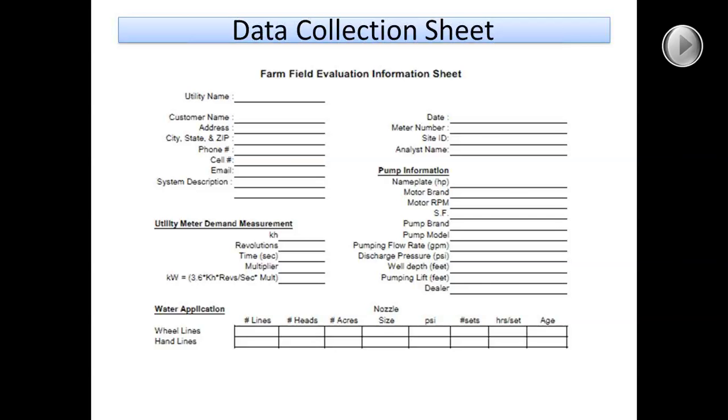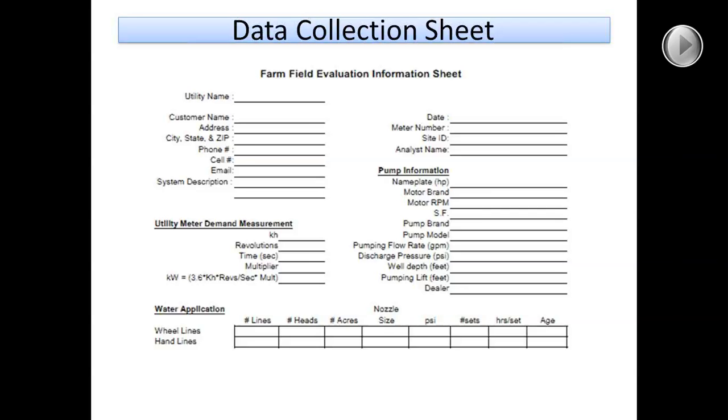If it's a well, it'd be a good idea to know how deep the well is. I don't have specific line items on here. It'd also be good to know how deep the pump is set in the well. And then the pumping lift, of course, we talked about that yesterday.